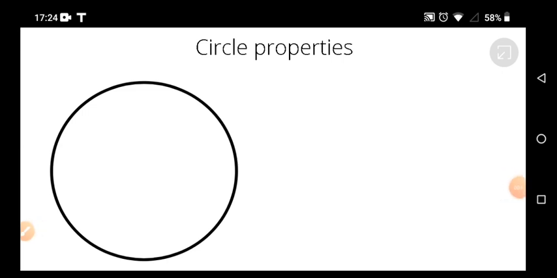Today I'll be doing a quick recap on circle properties. So this will be a short video just explaining different parts of the circle, what they are, what they mean, and a few short equations you do need to know about circles.